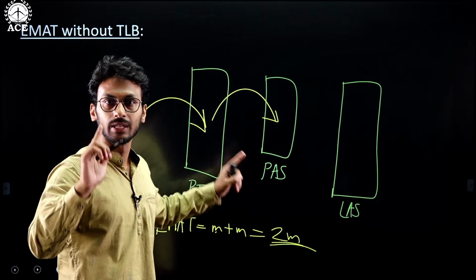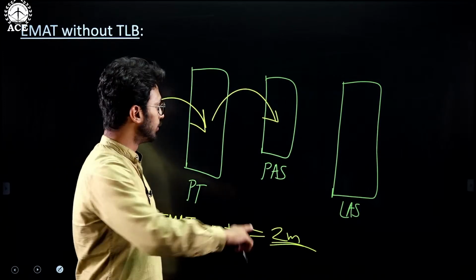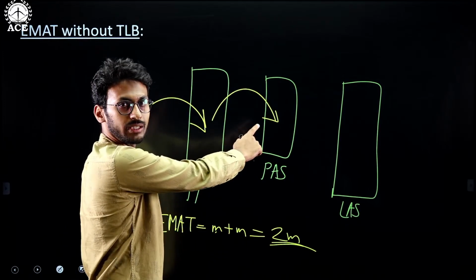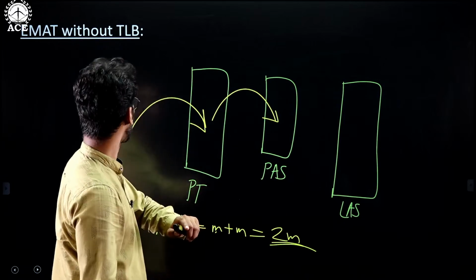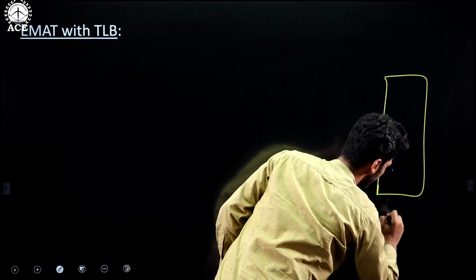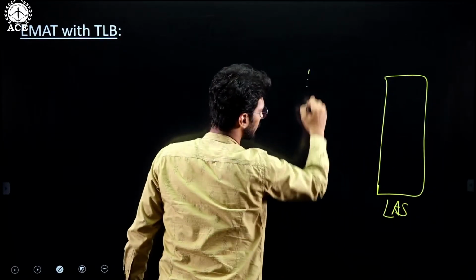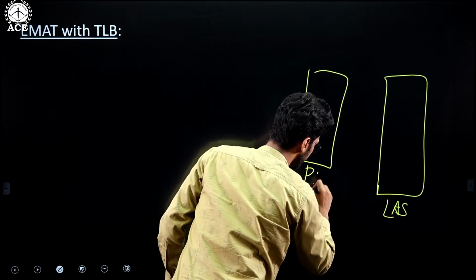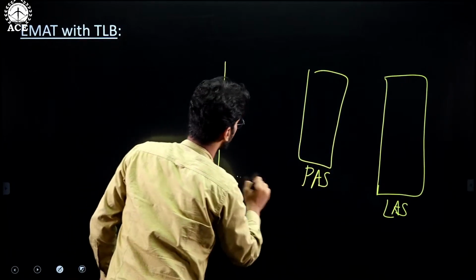I am doing it with visualization. Please concentrate, you will love this concept. Next one. EMAT with TLB. Have a look at this one. Somewhat similar diagram. Just draw logical address space, physical address space, and page table.